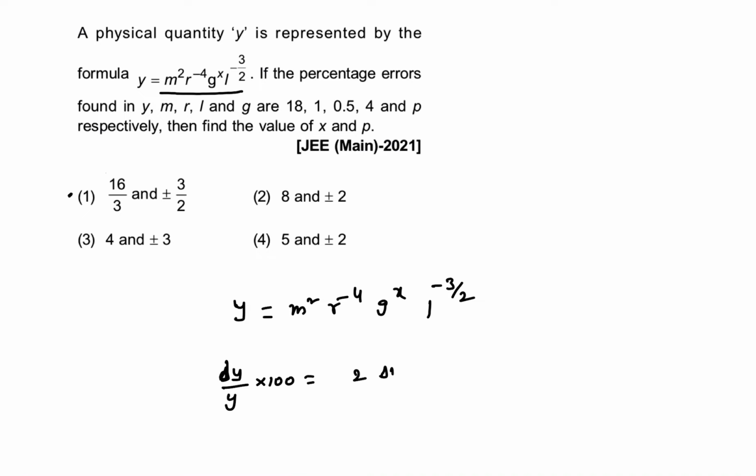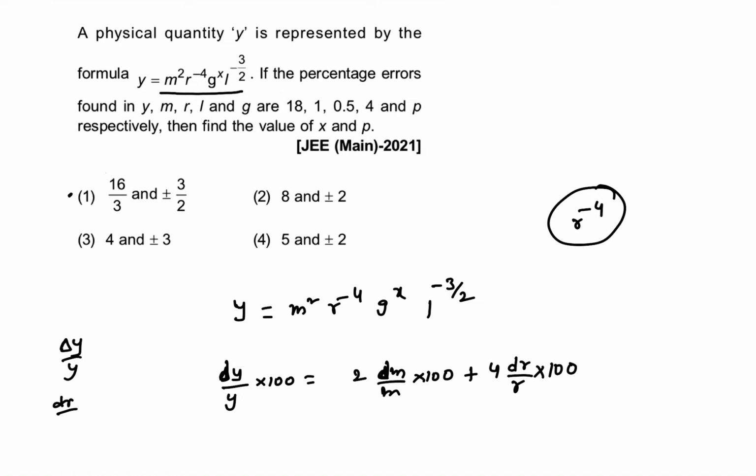Percentage error in y, delta y by y into 100, can be written as 2 into delta m by m into 100 plus 4 into, here r to the power of minus 4, you should not write the minus 4 into dr by r into 100. You have to write 4 into dr by r into 100.